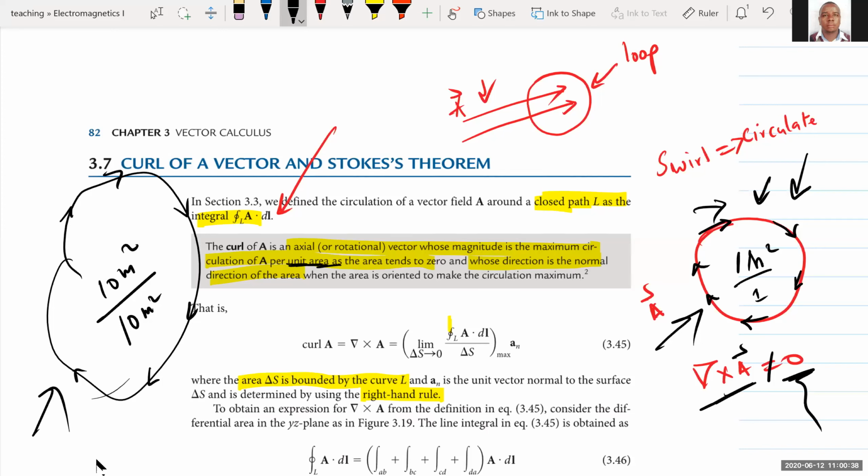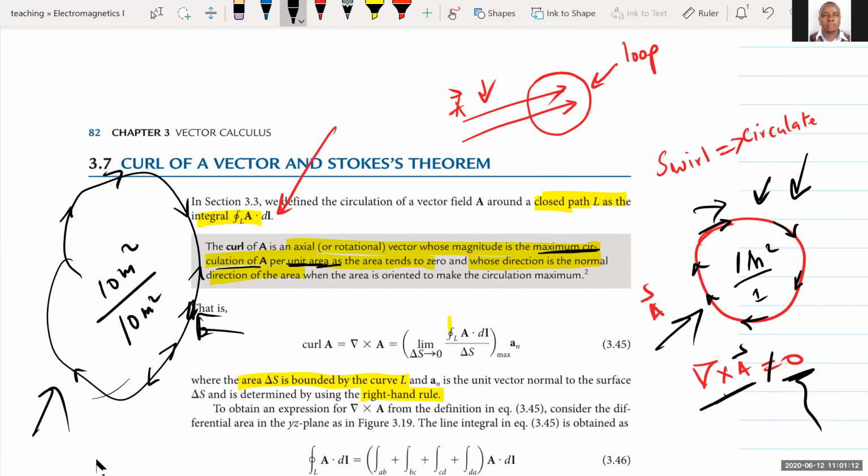That is the concept I wanted to make sure that you get, that the curl is always a vector whose magnitude is the maximum circulation of A. We're asking ourselves, how much is this A going? Okay, I think I have just drawn a different direction, but how much is my vector rotating? So the magnitude of that is the one that we say will be pointing.